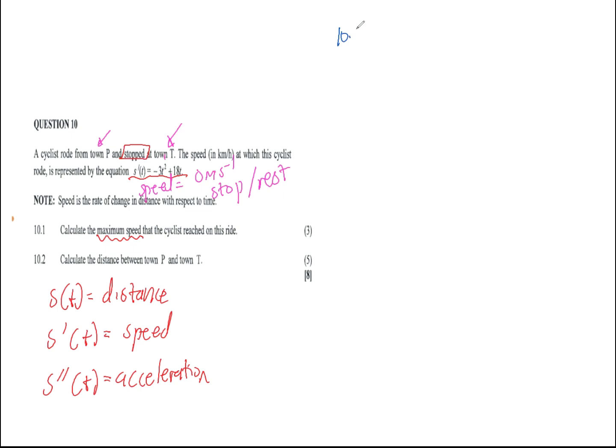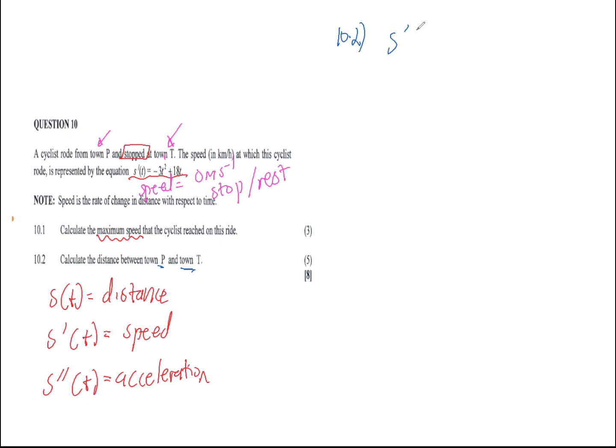A little bit of physics background actually helps you to answer these questions. Calculate the distance between town P and town T. This is what we are going to do. First, we understand that if we can make S'(T) 0, it means that the speed is 0, and at that point, it means that the cyclist has stopped.